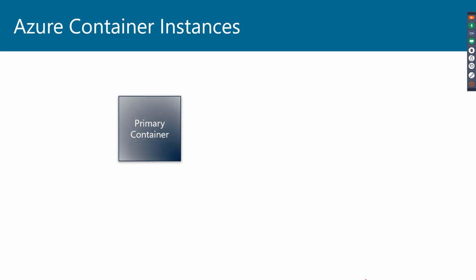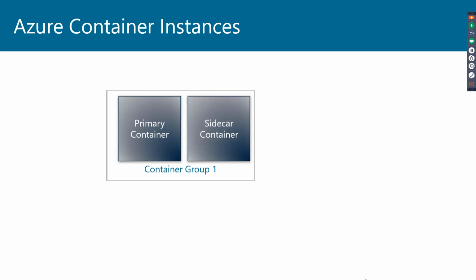Now, there are some limitations, as we'll talk about in just a second, but this is the general architecture where you have a primary container, and it gets deployed into container instances, something called a container group. And then you might have a container that's called a sidecar container running inside of that. Now, one canonical example in this is typically for small apps.